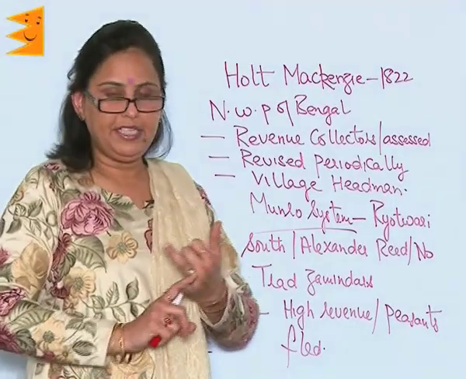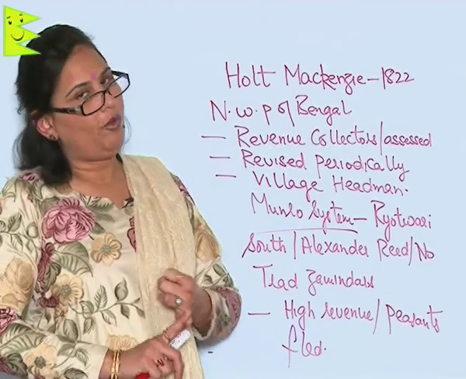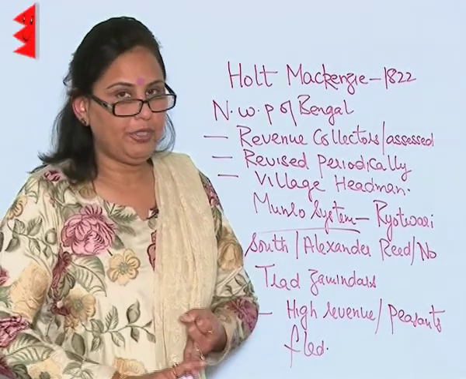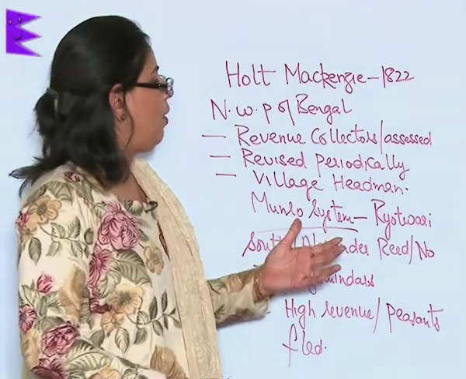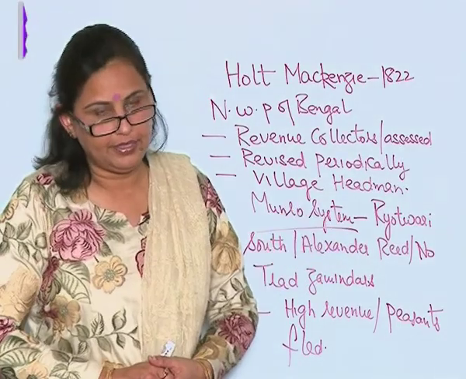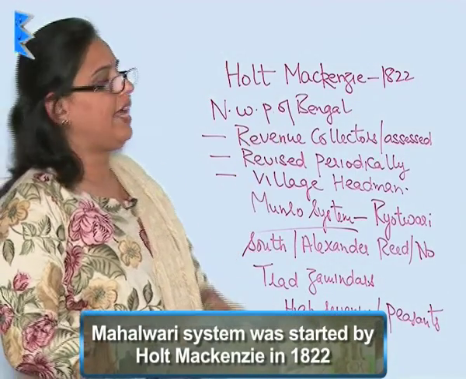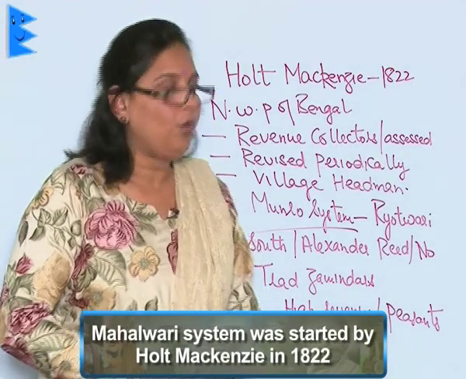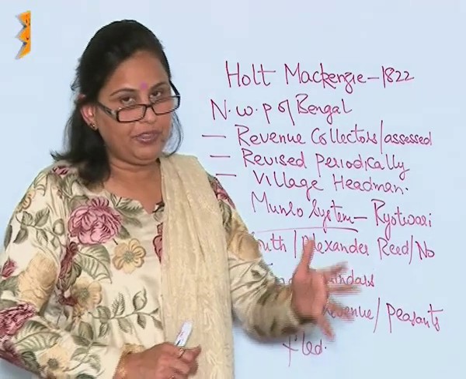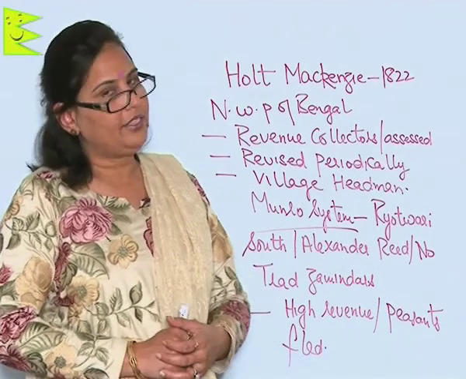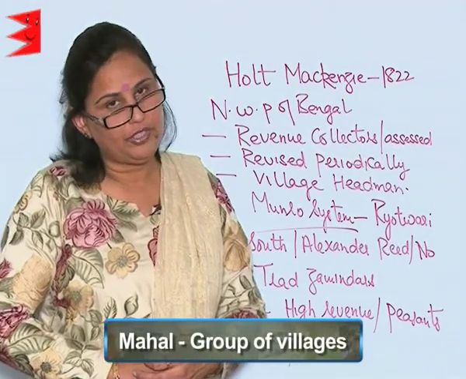So, we have seen the first system, that is the permanent settlement of Bengal. Now, I shall be talking about the second system of settlement, which was called the Mahalwari system. The Mahalwari system was started by Holt Mackenzie in 1822 in the northwestern province of Bengal, and much of this area as of today is in Uttar Pradesh. The word Mahal means group of villages.